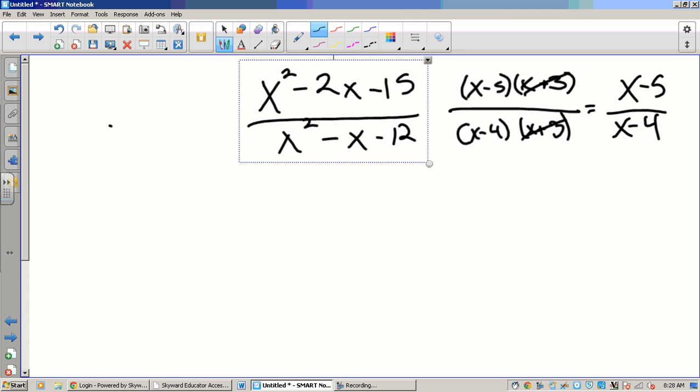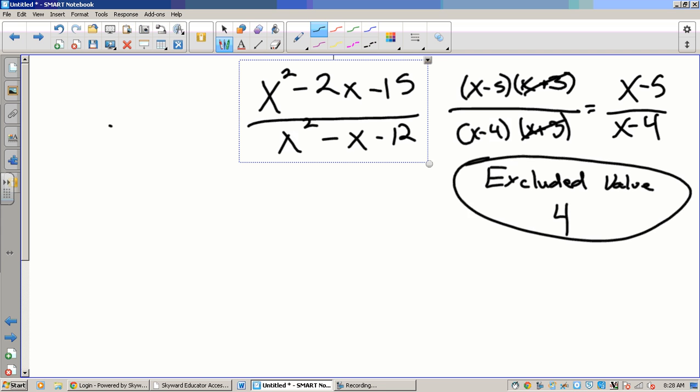What is my excluded value? What's my excluded value? Jasmine? 4. Yeah, 4 minus 4 is 0. So my excluded value is 4. So it simplifies to x minus 5 over x minus 4. And the only thing in this whole world that wouldn't make that true is 4.